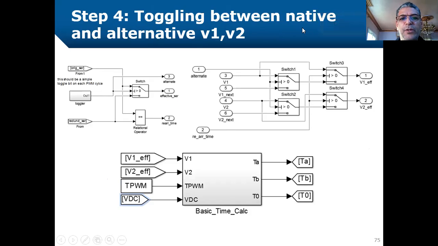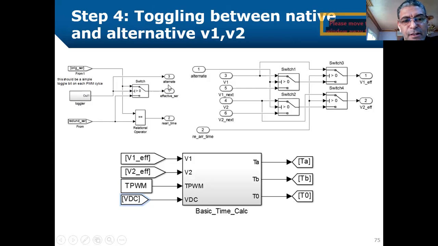So toggling between native and alternative V1 and V2. This is V1 and V2. This is the original serial. This is the redundant serial. And this is the toggler. Toggler meaning that in a PWM cycle it gives 1, and in the next PWM cycle it gives 0. If it gives 1, then this is the effective serial. And if it gives 0, the redundant serial is chosen as the effective one. Okay.